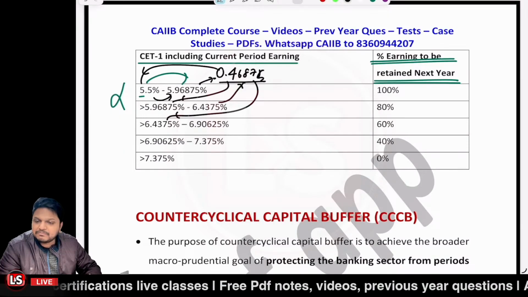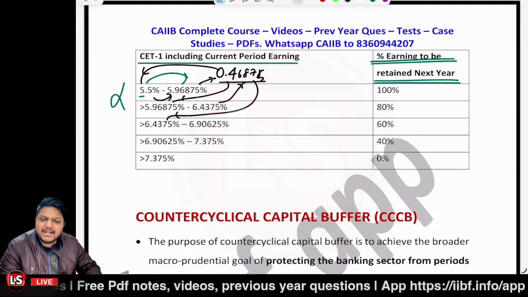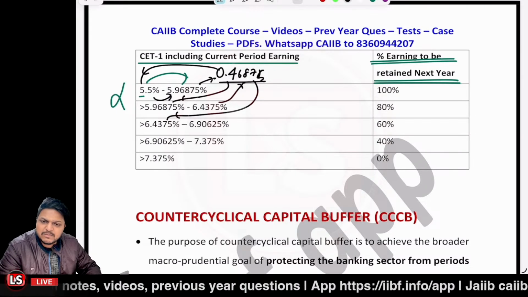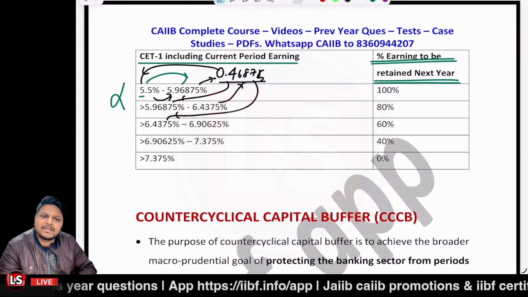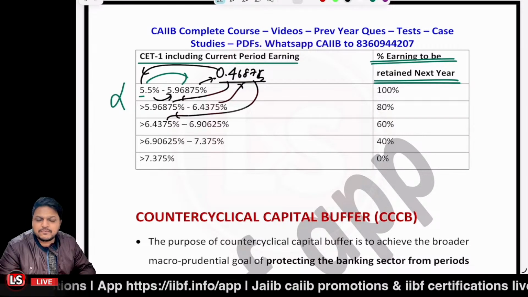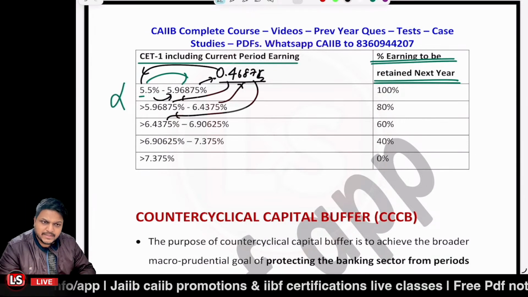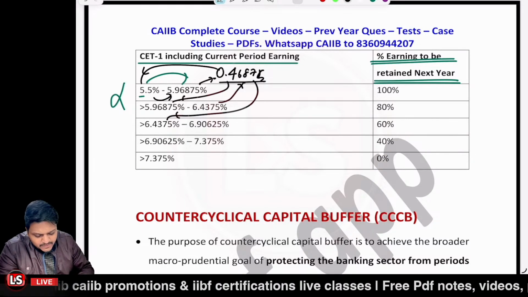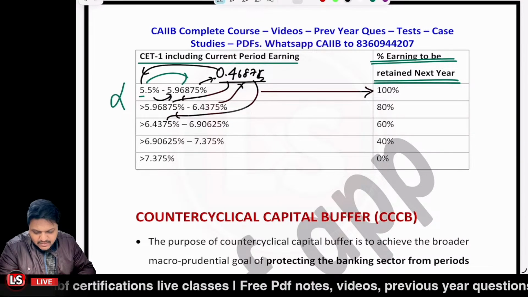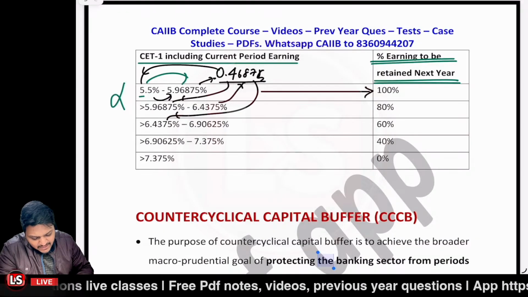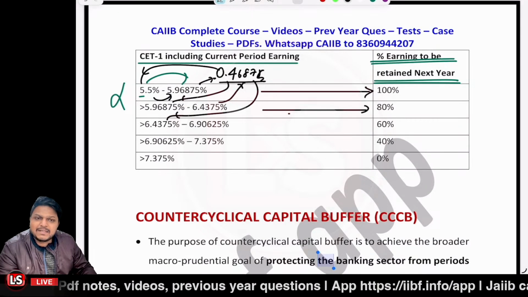Now the point is that if we are having the total CET1 as maintained in the tier 1, as maintained under the CCB, if the total CET1 is ranging between 5.5 to 5.96875 for any of the banks, which is to maintain the capital adequacy ratio, right? In that scenario, 100% of their next year earning must be retained. And the second case, if the earning is between the second bracket, then in that scenario, 80% of their next year earning is to be retained, and so on. But that was a previous concept.